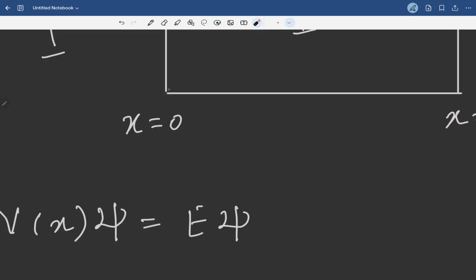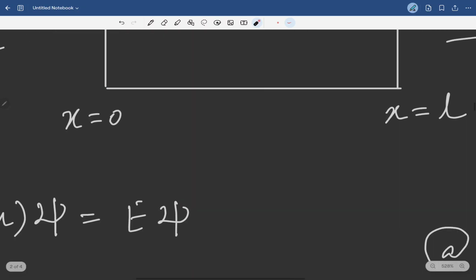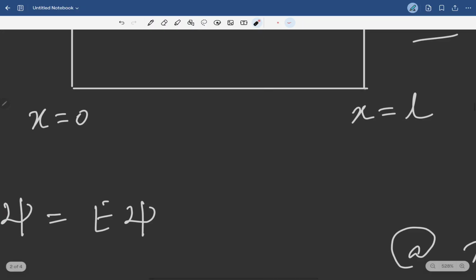Here it may take some value, here it may take some value. But at x equal to 0, the wave function should be 0. So similarly, at x equal to L, just as at x equal to 0, the wave function should also be 0.